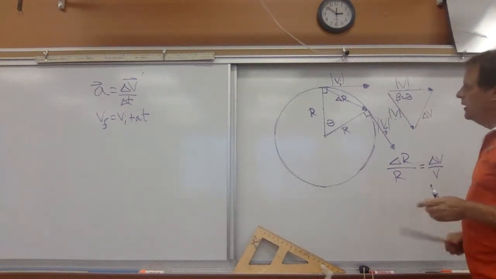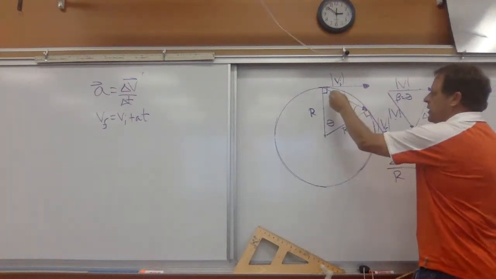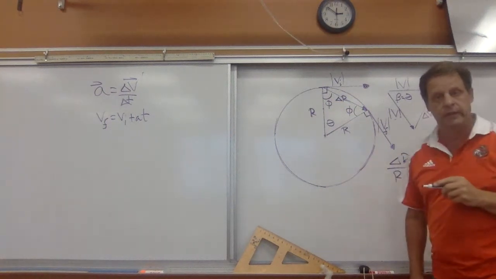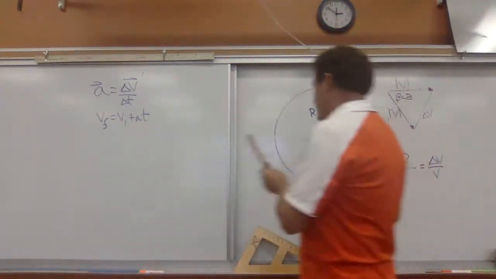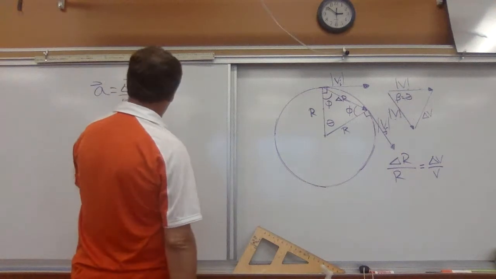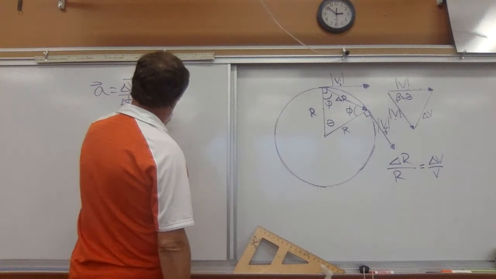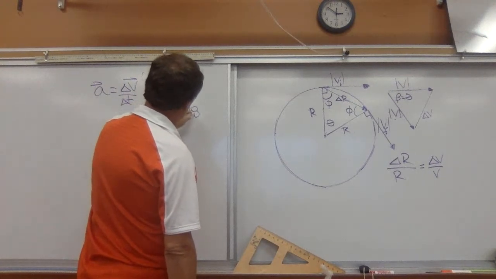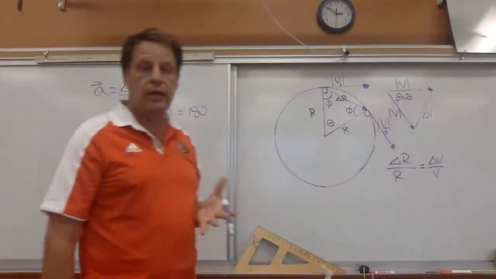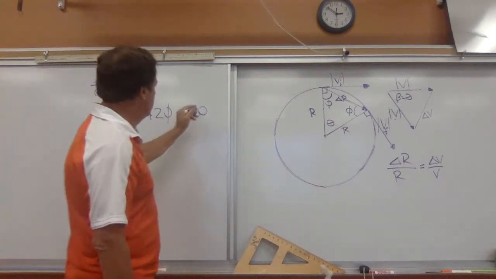So if this is theta, then this angle right in here is going to be phi. We can set up here, and I'm going to do it right over here, theta plus 2 phi would equal 180 degrees, because the sum of the interior angles of any triangle on a plane is going to be 180 degrees.